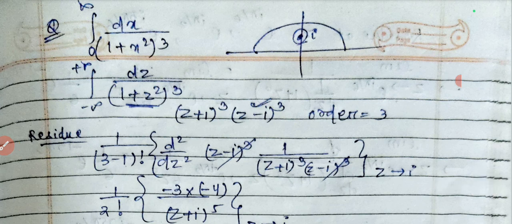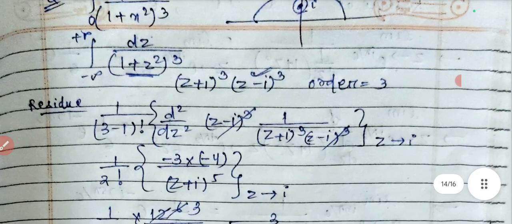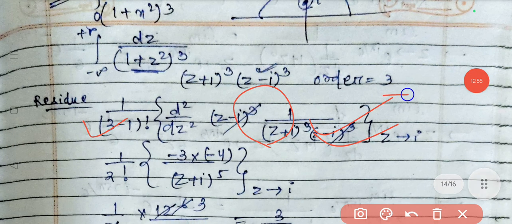Take another question: the integral of dx by (1 plus x squared) cubed, from 0 to infinity. Again, solve the question by taking it from minus infinity to plus infinity. Find the poles. As I have told you how to find the poles, make the denominator 0: z plus i, z minus i, and the pole will be of order 3.